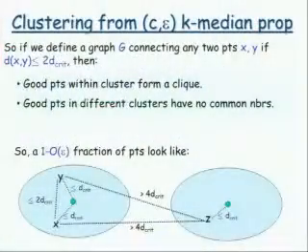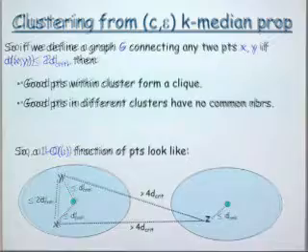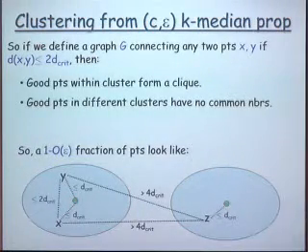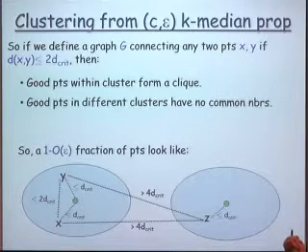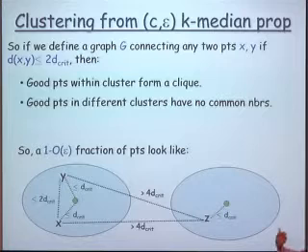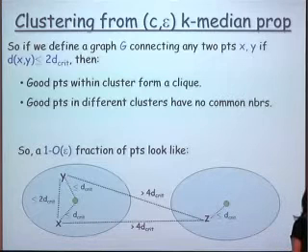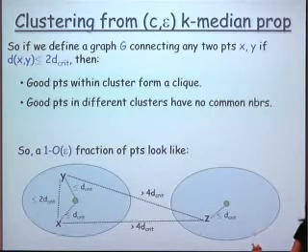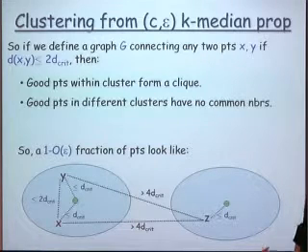And so now that means that if we define a new graph G, where we connect two points x and y if they are within distance 2 times D critical of each other, then the good points in the same cluster are going to form a clique. So they're going to be connected in that graph G. And we also have that good points in different clusters do not even have a neighbor in common in this graph G, because we know that two good points in two different clusters are at distance at least 4 times D critical of each other.